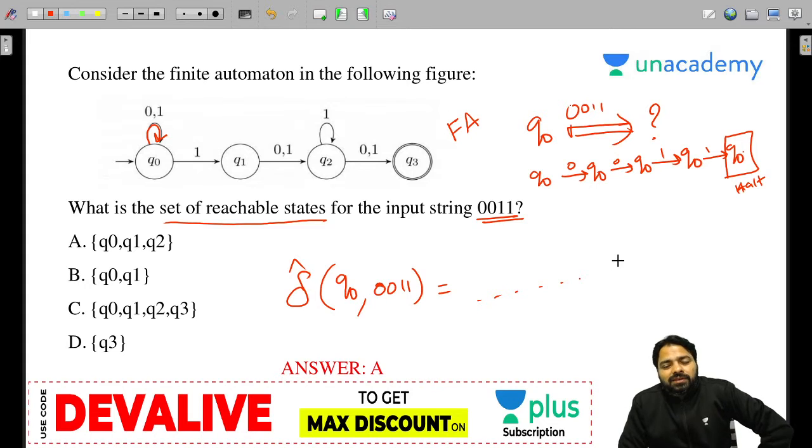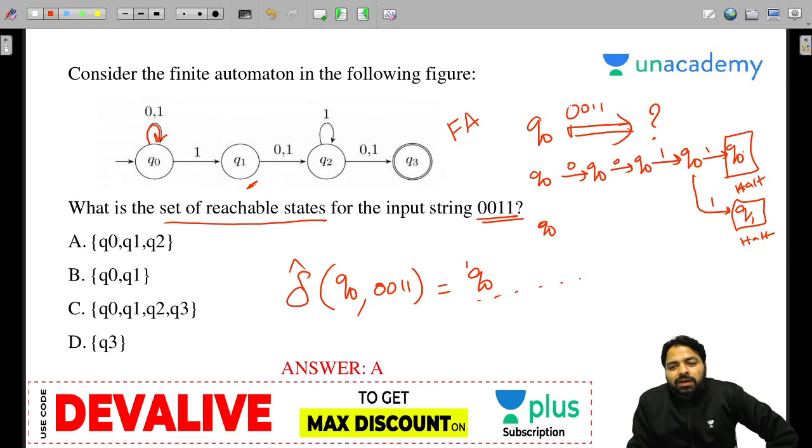Fine. Now, from Q0. Yeah, from Q0. Now let's look at another one. Is it possible to halt at Q1? Yes. Here from Q0, by reading 1, I can also go to Q1, I can halt. Right, so far I got Q0, Q1.